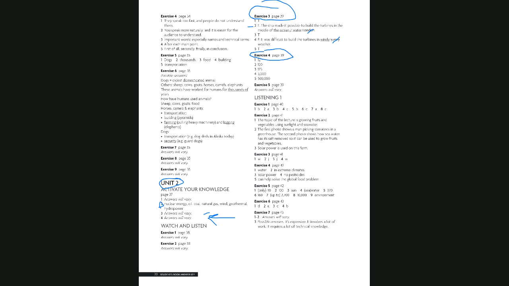Page 40, exercise 1. Number 1 is B, 2 is A, 3 is B, 4 is C, 5 is B.